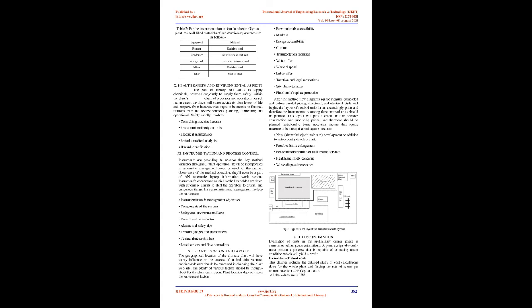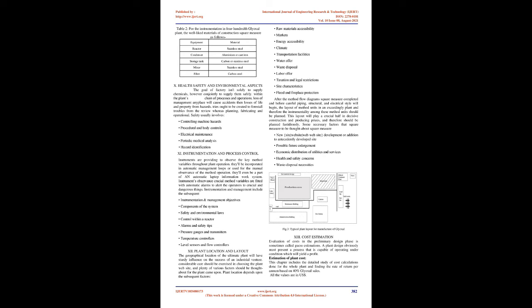Except for nuclear plants, the predominant consideration is usually the ability to resist corrosion. The process designer is responsible for recommending materials that will be suitable for the process conditions, to produce chemicals safely. In the plant's chain of processes and operations, loss of control anywhere can cause accidents, and then losses of life and property from hazards. Attempts should be made to prevent troubles from the review, while designing, fabricating and operating. Safety usually involves instrumentation and process control.